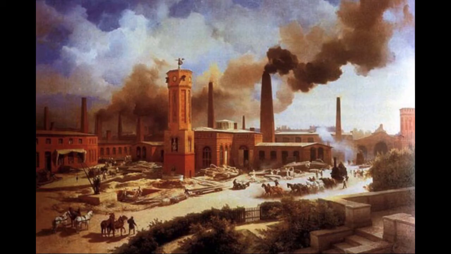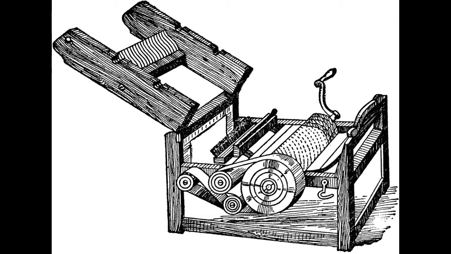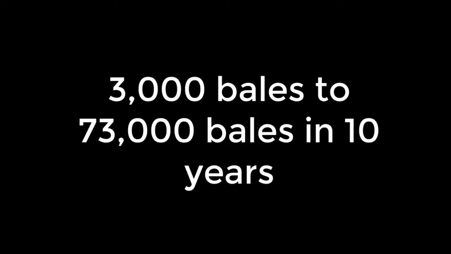Well, back in the late 1700s, something called the Industrial Revolution happened. It was a period in history marked by incredible technological advancement and transformed the global economy into a manufacturing-driven market. One of such inventions that revolutionized the US economy was the cotton gin. Just 10 years after the invention of the cotton gin, the annual production of raw cotton skyrocketed from 3,000 bales to 73,000 bales. That's more than a 2,000% increase.